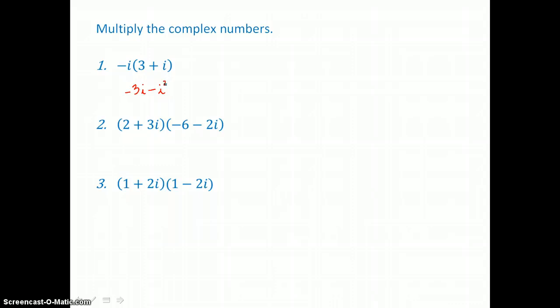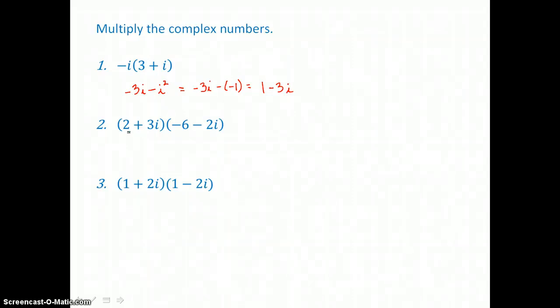Now I have to leave this product in a plus bi form, and so I have to get rid of this i squared. i squared is equal to negative 1, so all I have to do is replace i squared with negative 1 and simplify. That's going to be my real number part, so I'll do that first. Negative times the negative 1 is positive 1 minus 3i. And that's a plus bi form.